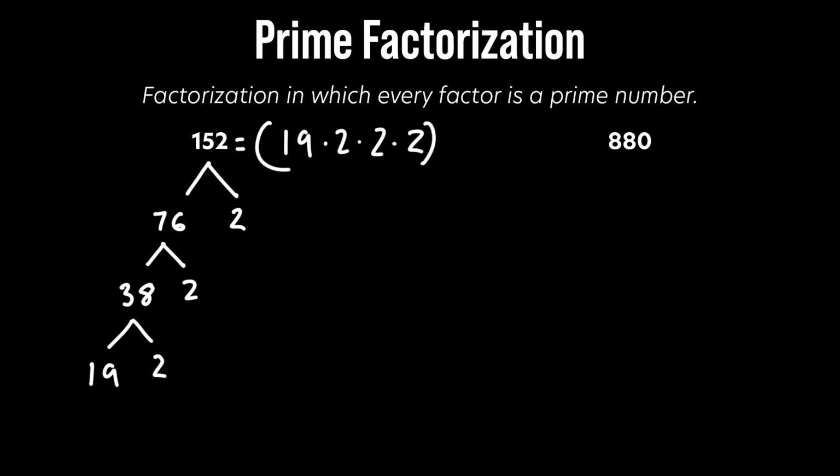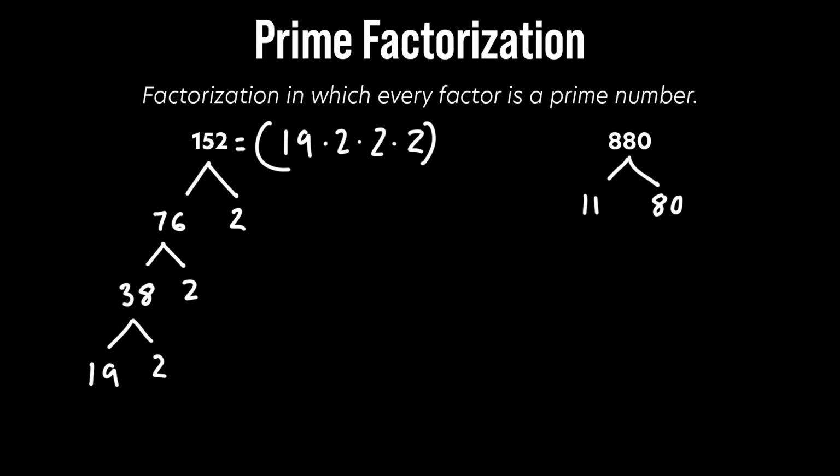Let's try 880. So if we ignore the 0 here, we have 88. And we know 11 times 8 is 88. So we can write 11 and 8, and then we just need to add a 0 onto one of these numbers. Let's choose 80. So 11 times 80 is 880.